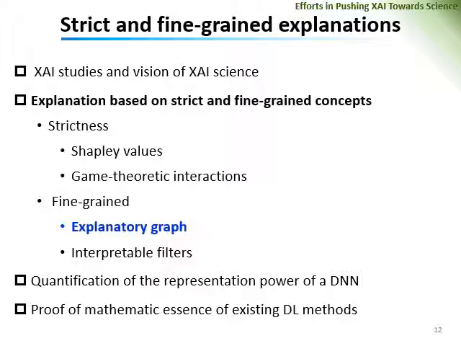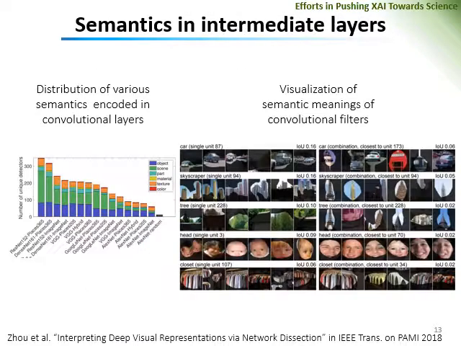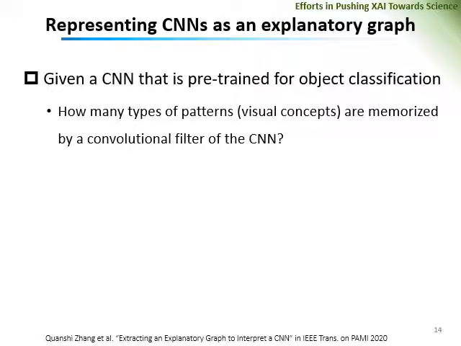And in the following slides, I will show some techniques to obtain the fine-grained, regional explanation of the neural networks. Previous studies have analyzed the distribution of different visual concepts encoded in convolutional layers, and also visualized the semantic concept in each specific convolutional filter. But what we want to do is answer how many types of patterns or visual concepts are mobilized by a single convolutional filter over the CNN.